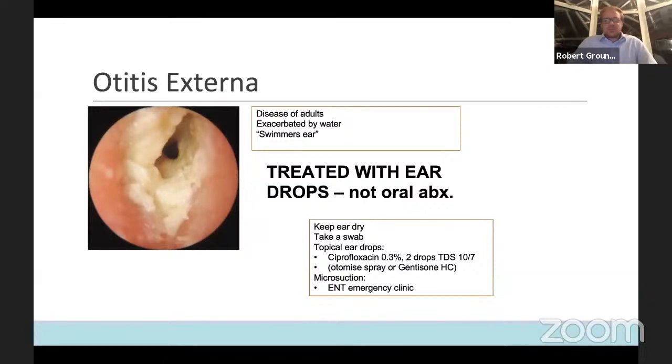So I think it's really important just to differentiate between those sorts of cases: otitis externa, adult disease, swimmers, systemically well and treated with ear drops, whereas acute otitis media is kids, systemically unwell and treated with oral antibiotics.